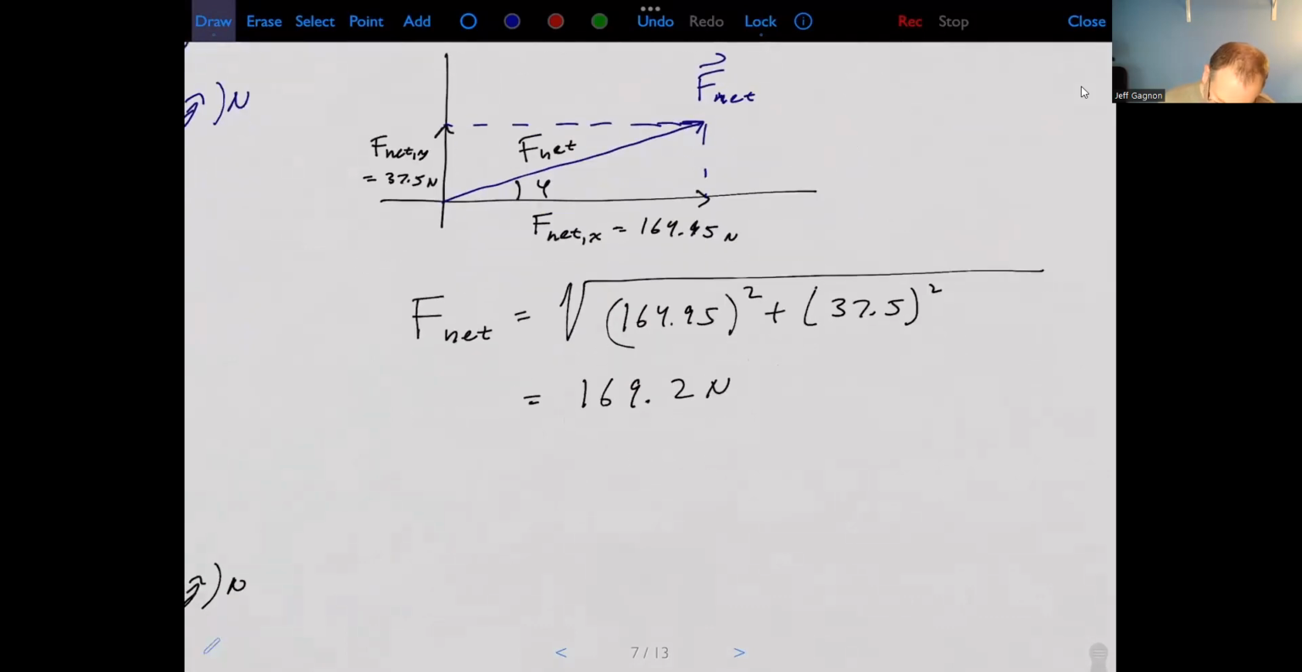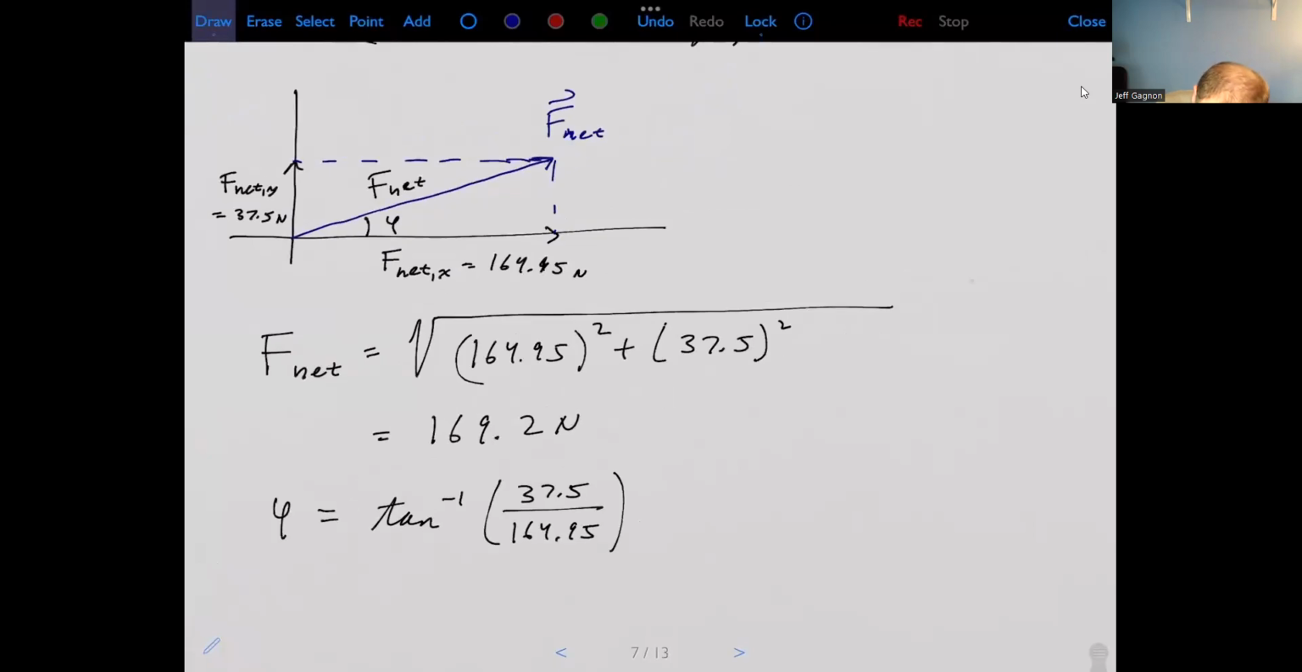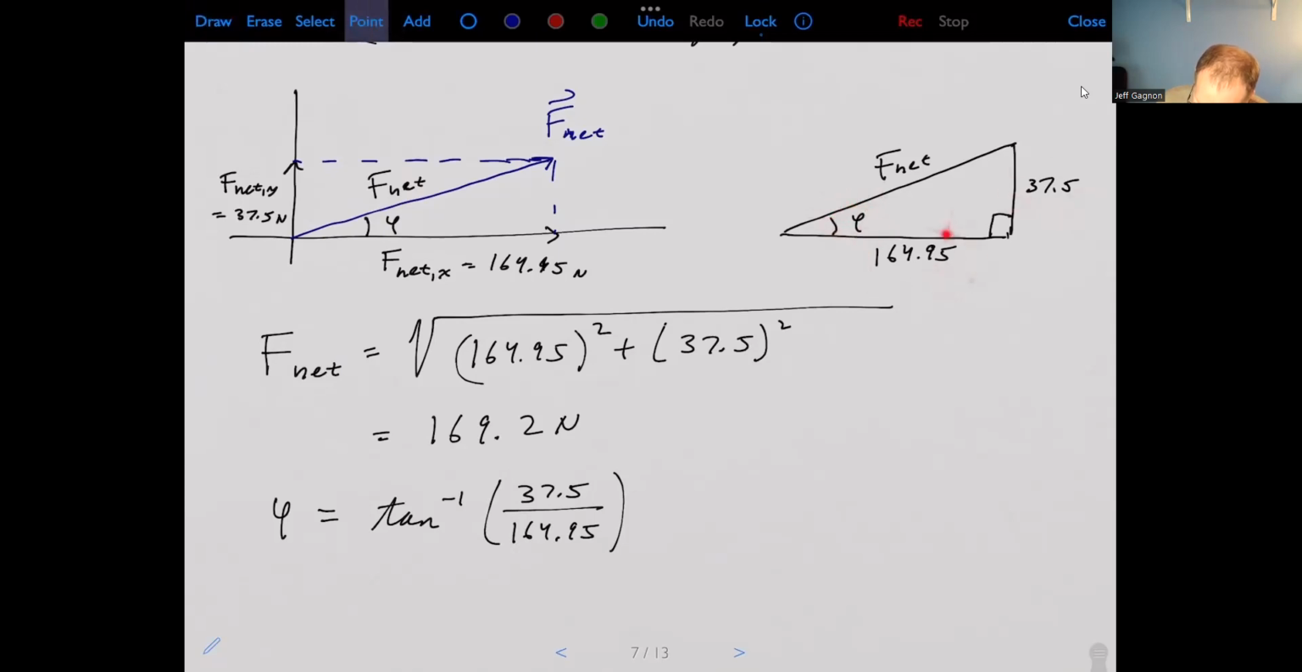And then to find the direction, I know tan of phi is going to be opposite over adjacent. So that means phi is going to be the inverse tan of 37.5 over 164.95. Again, what I'm doing is I'm extracting the right triangle that contains the reference angle to do this. I'm looking for the hypotenuse, that's F net. I know the adjacent side, which is the x component, 164.95, and I know the opposite, which is 37.5. So tangent of phi is opposite divided by adjacent. So that means phi itself is going to be the inverse tan of opposite over adjacent.